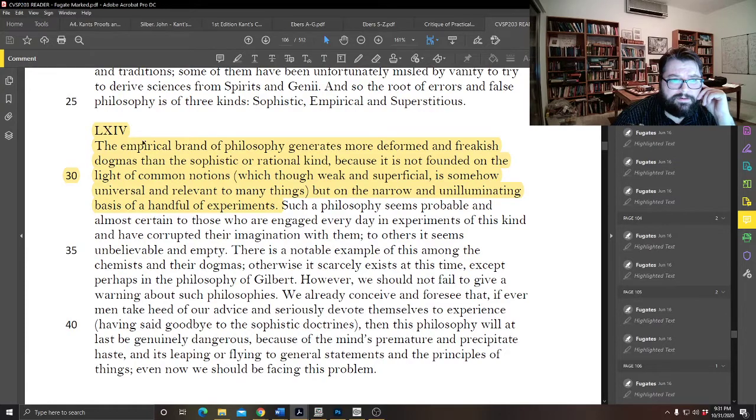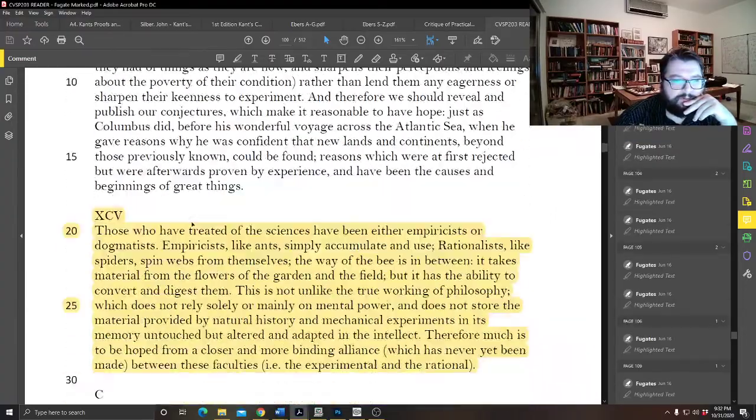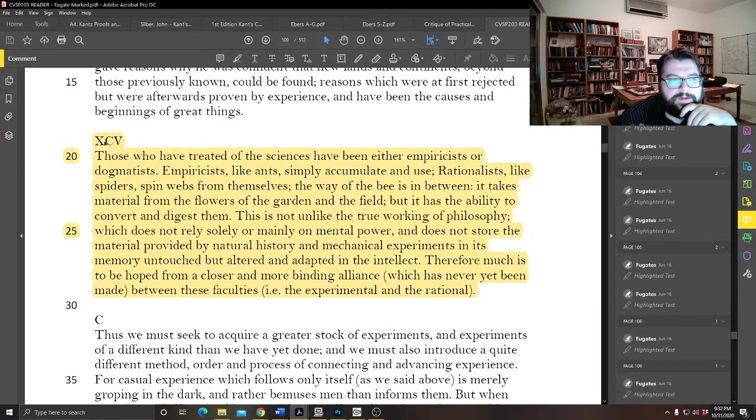Here he criticizes empiricism, or the empirical brand of philosophy. He explains exactly what's wrong with it. There's one here I should draw a lot of attention to. This one. Definitely each of you go and read this one, because here he brings together the idea of rationalists and empiricists, and he criticizes both of them. He compares empiricists to ants, they just accumulate things. Rationalists are like spiders that spin webs from themselves. And he compares his own way to the way of the bee, right? It takes the material and not only collects it, but integrates it. He says the way of the bee is between the ant, as the empiricist, and the spiders, the rationalists.